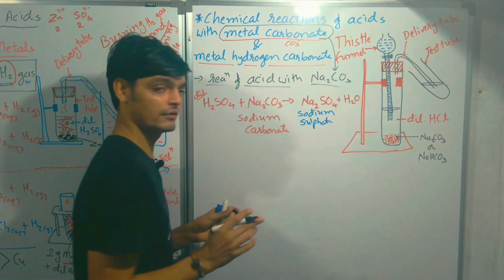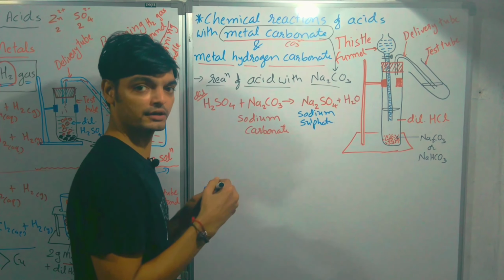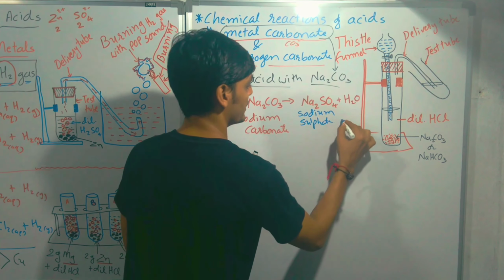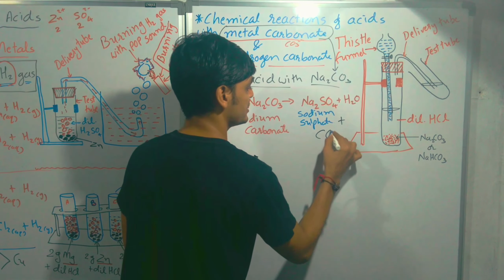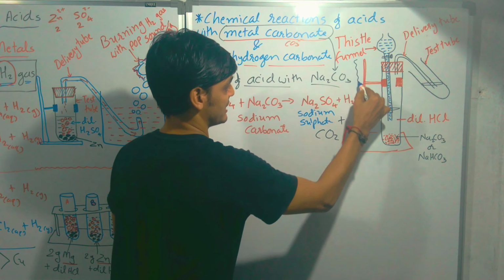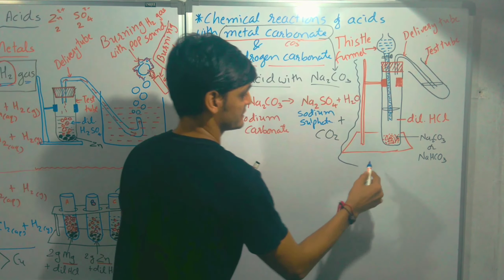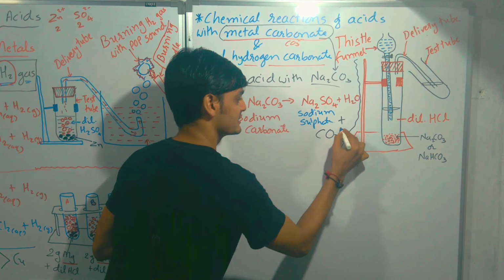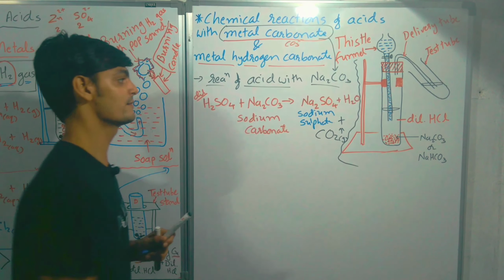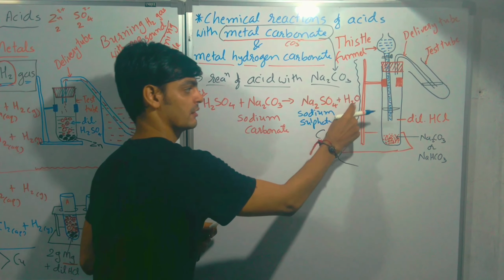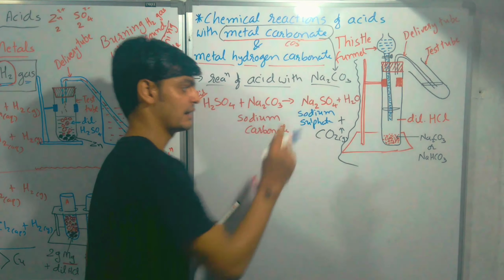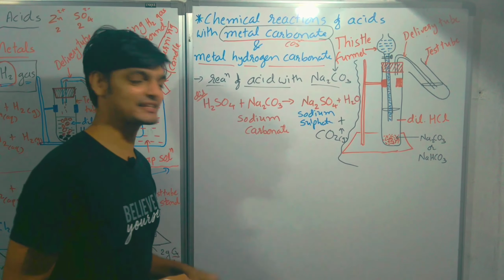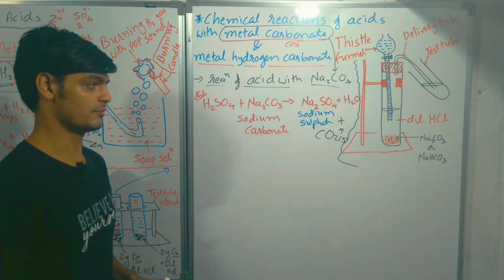It's not enough, one more product remains. Which one is it? Plus, let me write here CO2, carbon dioxide gas. This is most important. So three products you are getting: sodium sulfate, water, and carbon dioxide, when sulfuric acid reacts with sodium carbonate.